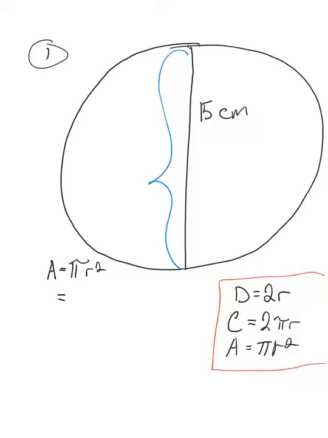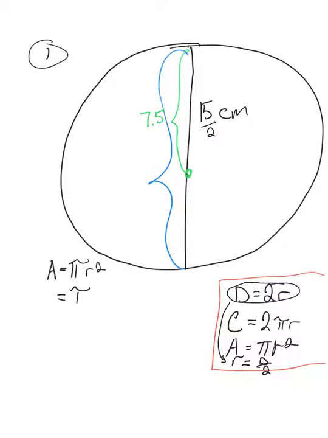If our diameter is 15 centimeters, what would the radius be? Which is exactly half. So we can add one more formula: radius equals diameter over 2. So 15 divided by 2 equals 7.5. So our radius is 7.5.